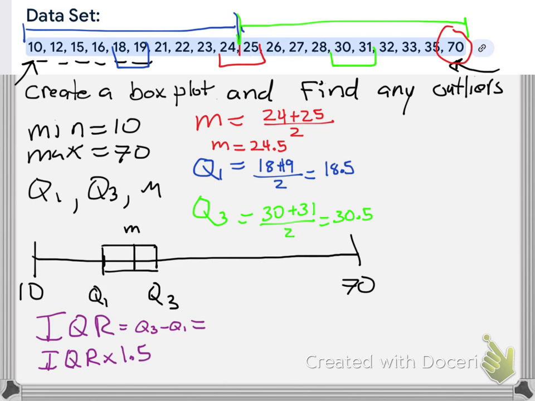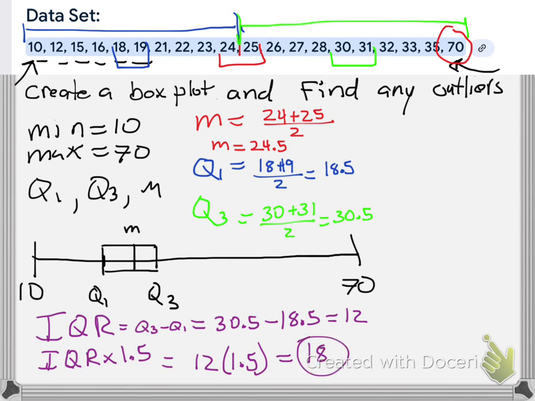So our IQR is our 30.5 minus our Q1, which is our 18.5. Oh, I keep putting 2. And we see here this is equal to 12. So we take our IQR, which is 12, and we multiply that by 1.5, and we get 18. Now we can see this is our magical number to find our outliers.